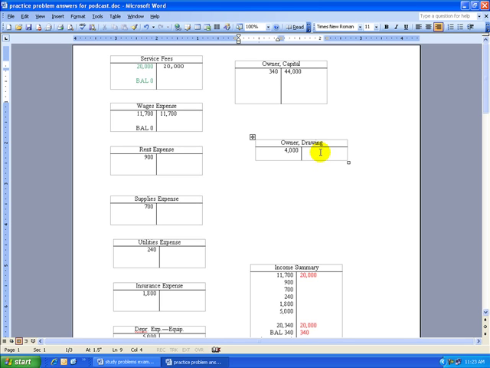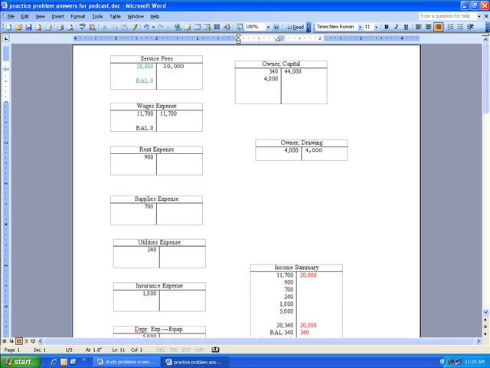The next thing we need to do is close our owner drawing account. It currently has a debit balance of $4,000, so to close it, just like we closed revenue and expenses, we need to make a corresponding transaction of the same amount. Since we have a debit balance, we make a credit of $4,000. We've made a credit here, so we need to make the corresponding debit in owner's capital for $4,000. Now, all of our revenue accounts, our expense accounts, our owner drawing account, and our income summary account are closed. All we have left is owner capital.